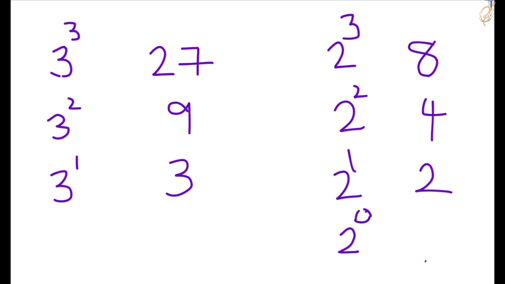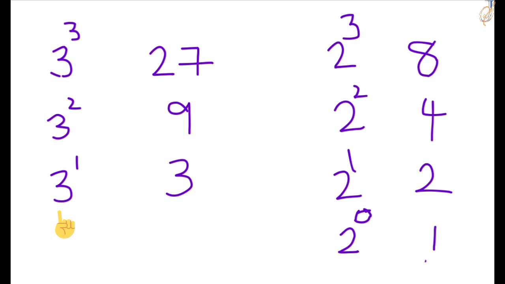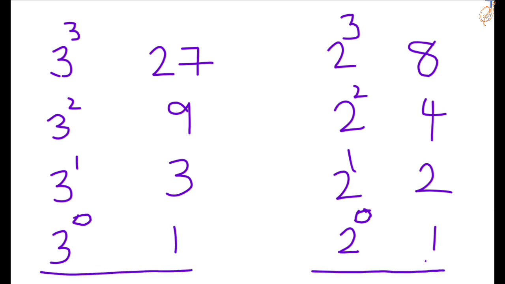And it becomes half of the previous value. So what is half of 2? 1. So 2 power 1 is 1. And here if you're decreasing the power in the number 3, you will get 3 power 0. So the value becomes 1/3 of the previous one. So that means 1/3 means you will get 1 here also. Observe this. 2 power 0 is 1. 3 power 0 is also 1.